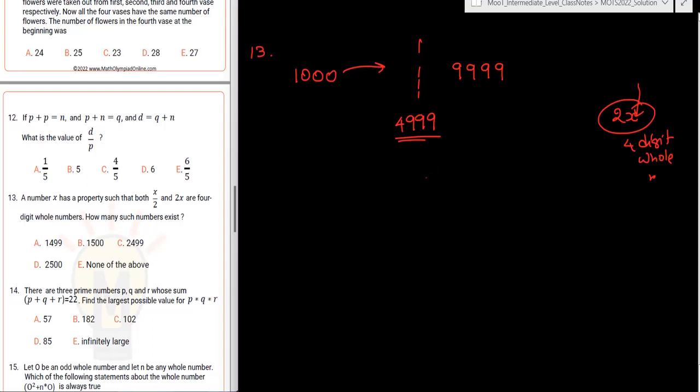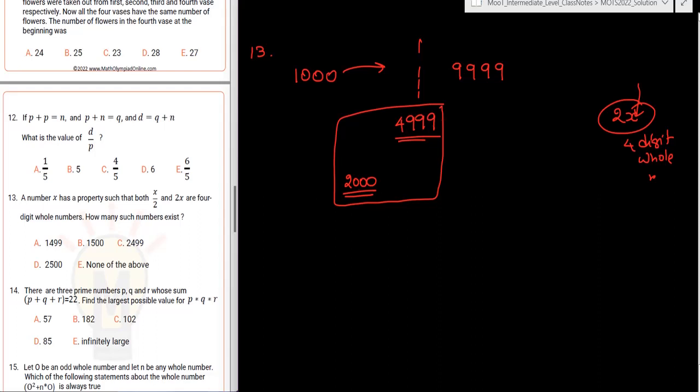2x is a 4-digit whole number. How about x by 2? x by 2 should also be a 4-digit number, right? How is that possible? If you divide a number by 2, it should still be greater than or equal to 1000. So that means you cannot go less than 2000, isn't it? If you go less than 2000, it's going to give you a 3-digit number. If you are exactly at 2000, you divide by 2, you're going to exactly get 1000, which is still a 4-digit number. So 2000 is still okay, but anything less than 2000 is not okay. So your answer should be between these two, or in fact all these numbers from 2000 to 4999.